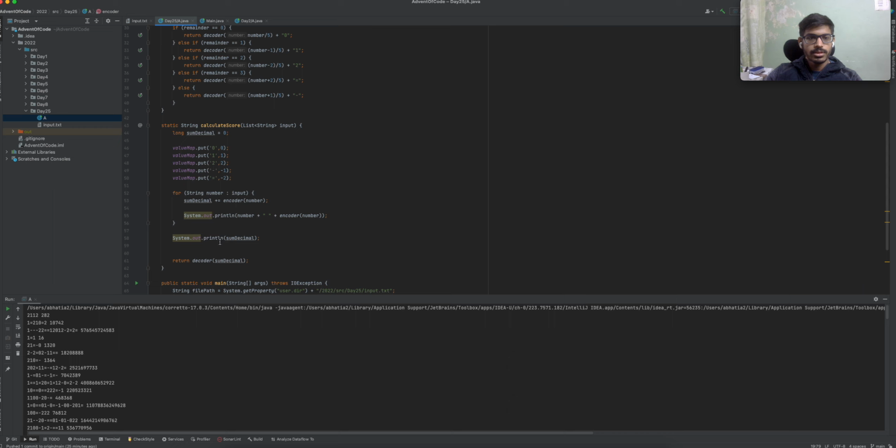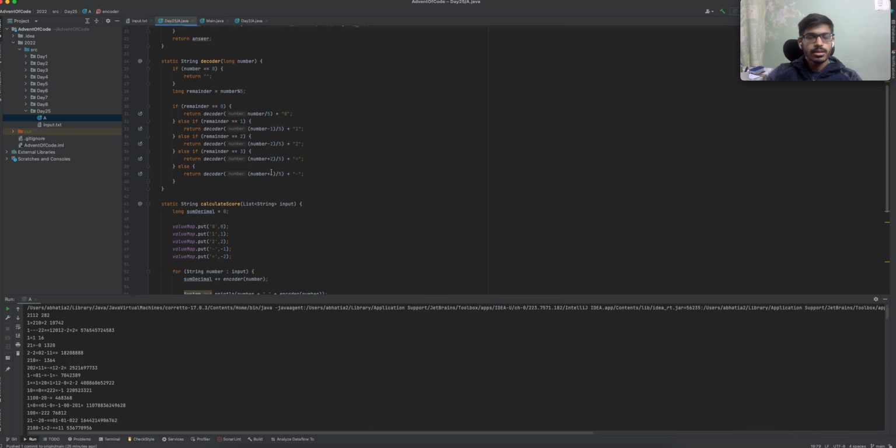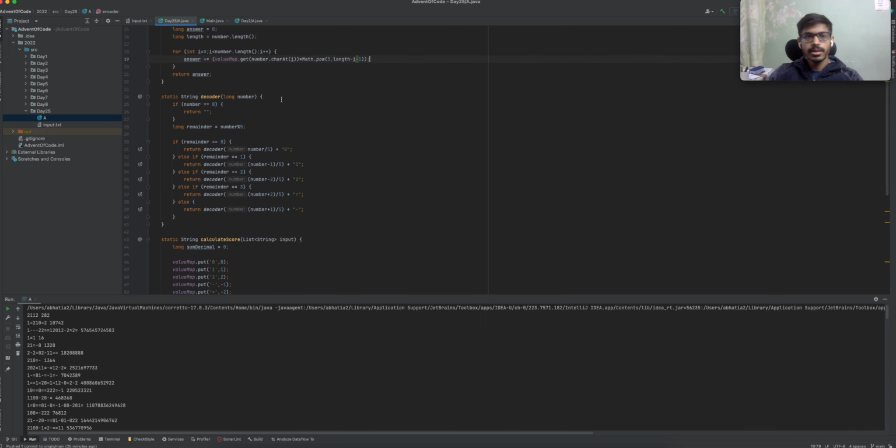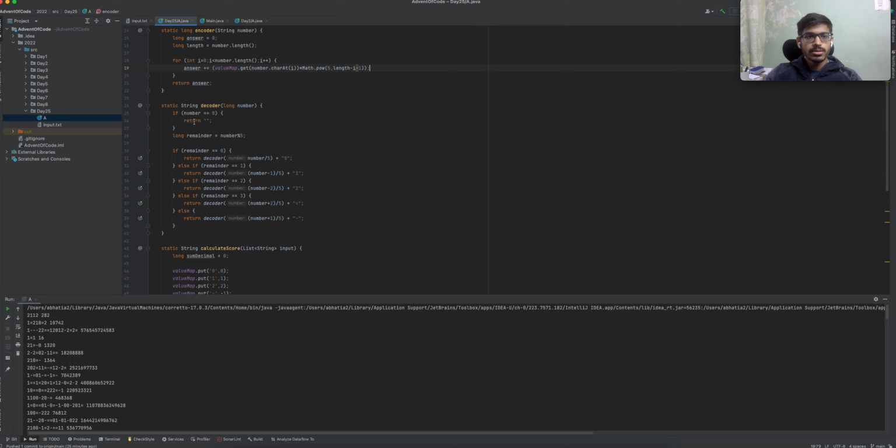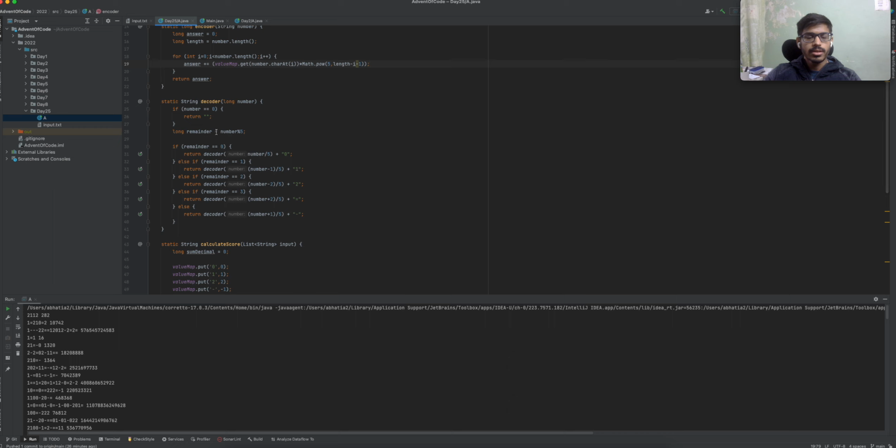And then when we do the sum, we have to decode it also to their format. And how we are doing decoding is we are using recursion here. So if the number is 0, we'll return an empty string. This is the base case to complete recursion, and we will calculate the remainder like we showed in the diagram. Remainder with 5. If the remainder is 0, the first digit is 0. And for the remainder number, as it is completely divisible by 5, we will call this decoder again for number by 5.